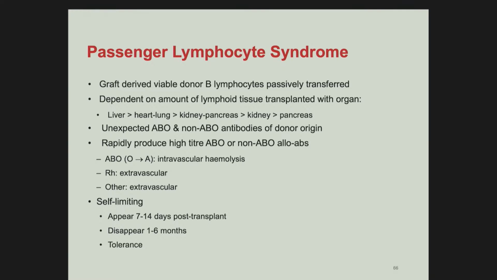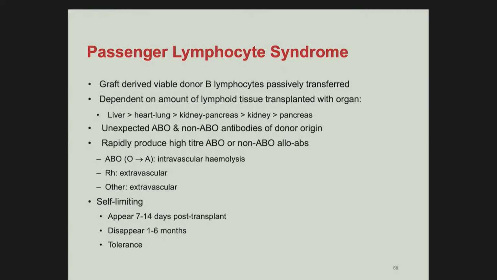The passenger lymphocyte syndrome, as you've heard from the previous speakers, is due to the transplantation of donor lymphocytes that can continue to produce an antibody. Most of the time, it's directed against ABO. So if you're transplanting an O to an A, that antibody is directed against the A red cells of the recipient and can lead to significant intravascular hemolysis, but it's not just related to the ABO system.